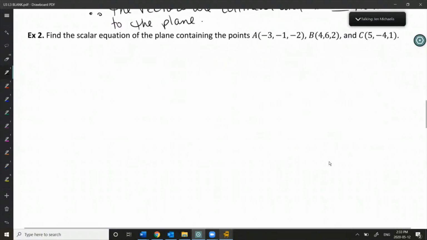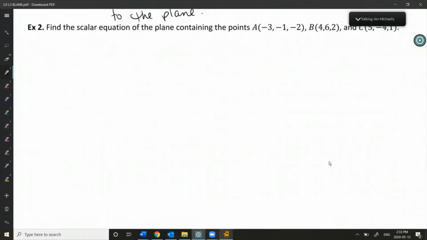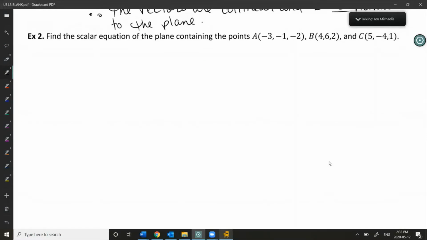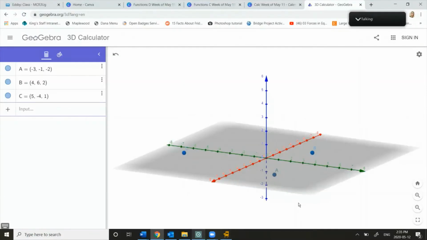All right, let's try another example here. Find the scalar equation of the plane containing the points A, B, and C. Okay, so I need to find a normal to the plane, and if we think about 3 points, 3 points uniquely define a plane in space, because if I plot those 3 points, a flat surface would lie over them. So let me show you what I mean.